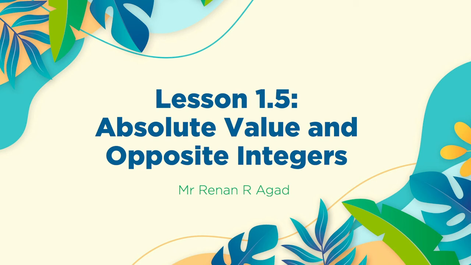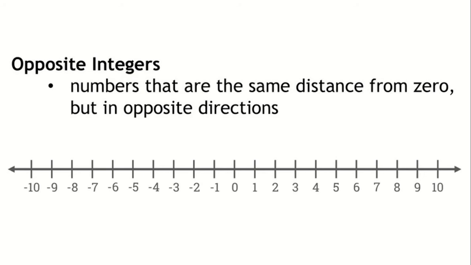Absolute value and opposite integers. When we talk about opposite integers, we are actually looking for two numbers that are the same distance from 0 but in opposite directions.